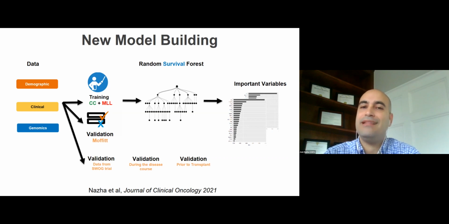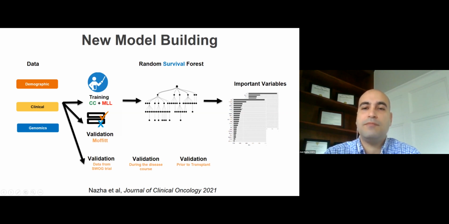These patients got completely treated at a different setting, again, to assure the reproducibility in the model. But to further assure the reproducibility in the model in clinical practice, we validated in data from a prospective clinical trial. We also validated during the disease course and prior to transplant for patients with MDS. We used a machine learning algorithm that had survival in it.